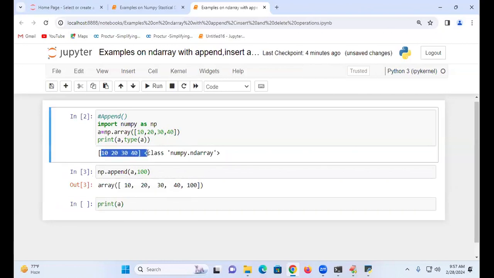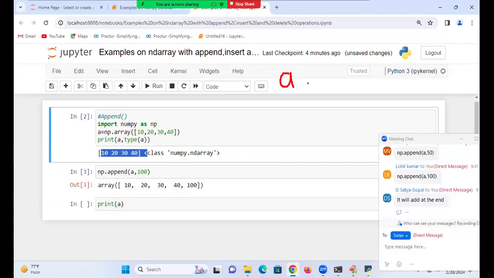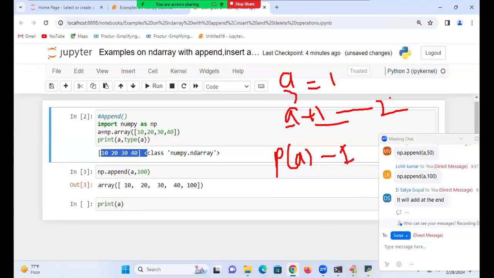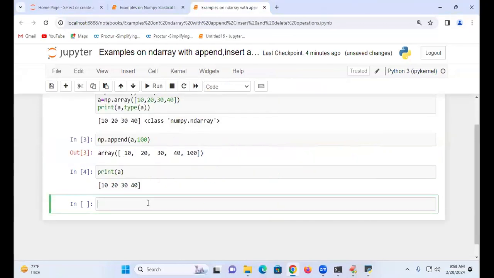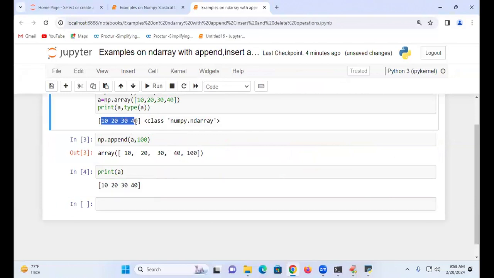This value only will be printed. Because you already know, I already said many times, A is 1, A plus 1. What is the answer? 2. When I print A, what is the value? 1 only printed. It is just reading the value and displaying the result only. If I write A is equal to 1, and A is equal to A plus 1, print of A is going to print 2. It is called permanent changes. Similarly, if I print A, the original data only is printed.